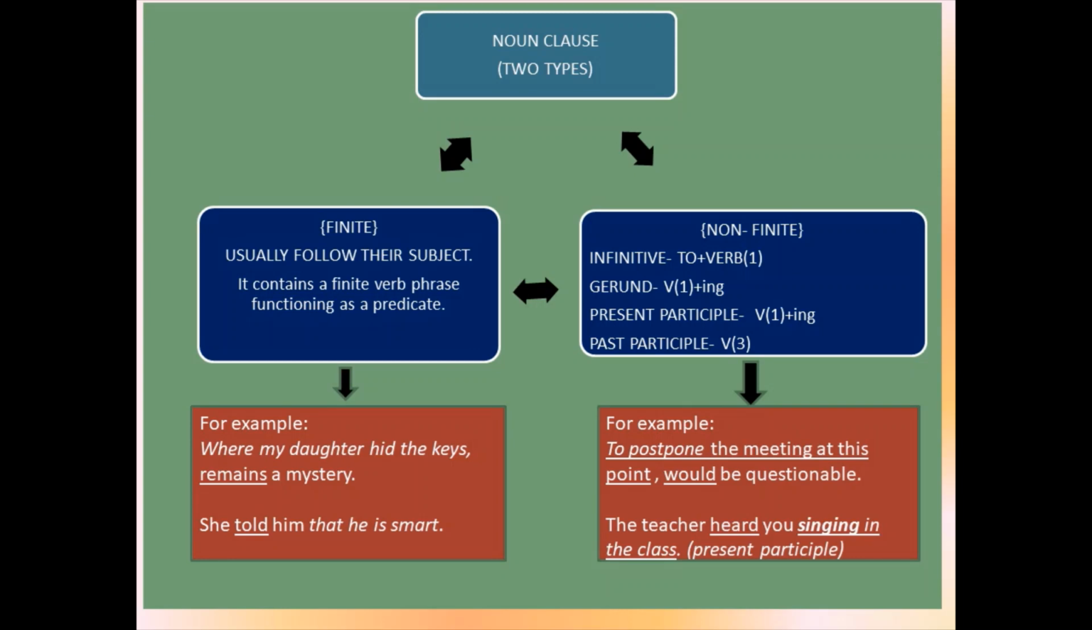So it here is the subject, and where my daughter hid the keys is something which has been replaced by the predicate part. Where my daughter hid the keys remains a mystery. It remains a mystery. What remains a mystery? Where my daughter hid the keys. So sometimes you do get these kinds of sentences, children, which we usually don't use in spoken English, and therefore it takes time to identify the function that it is performing.